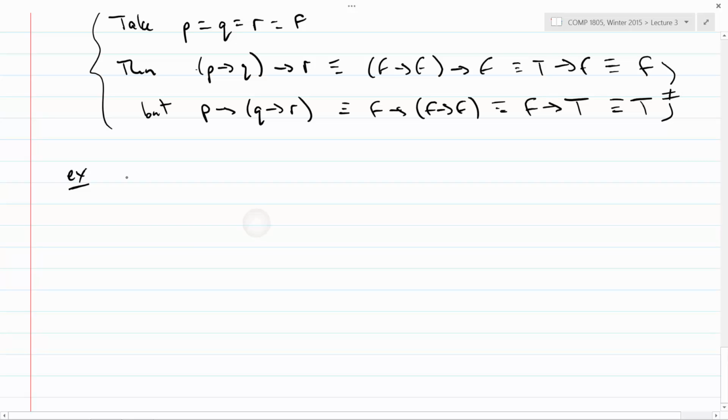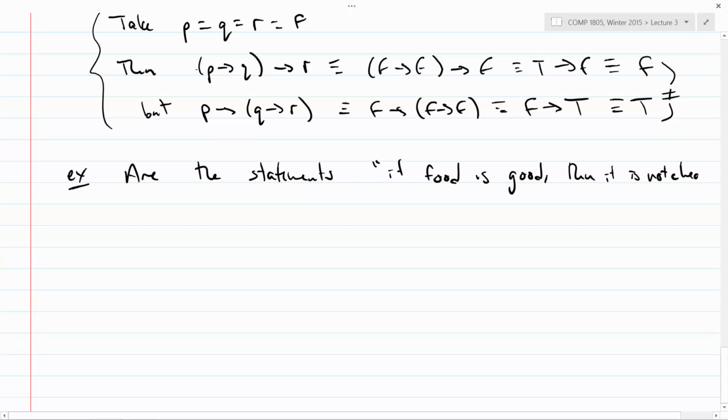This says, are the statements: if food is good, then it is not cheap, and if food is cheap, then it is not good. Are those two statements saying the same thing?